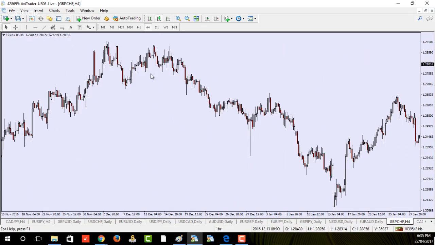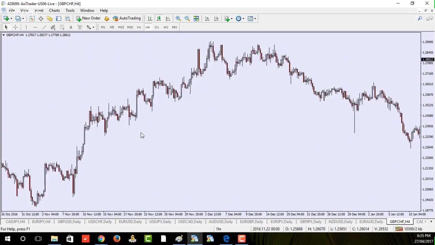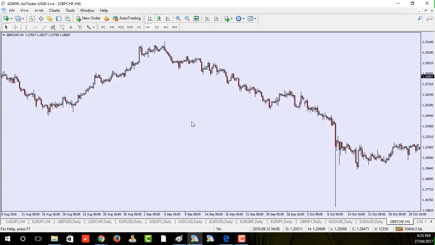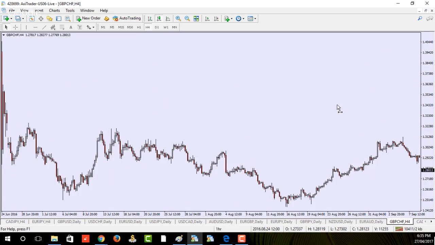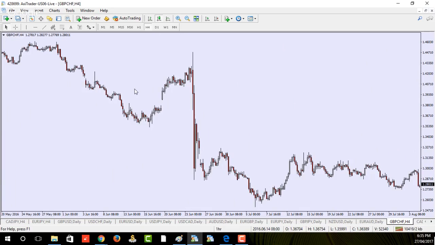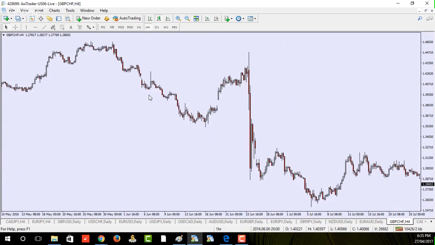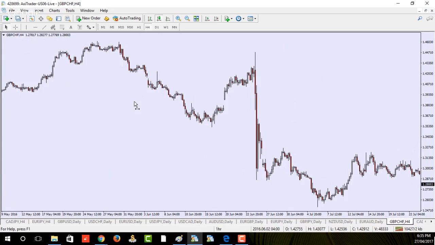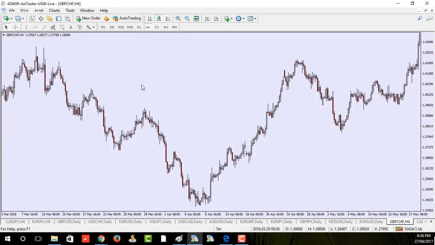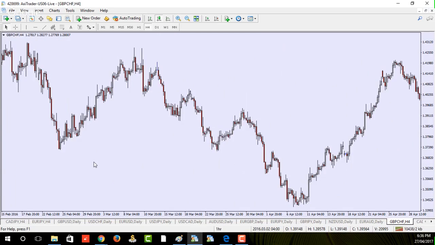Almost. We almost had one there. Let's see. I don't know why I'm picking the pound Swiss. Maybe it's not a good pair for this. Come on, pound Swiss, give me something good. That's close. Close, but not quite.